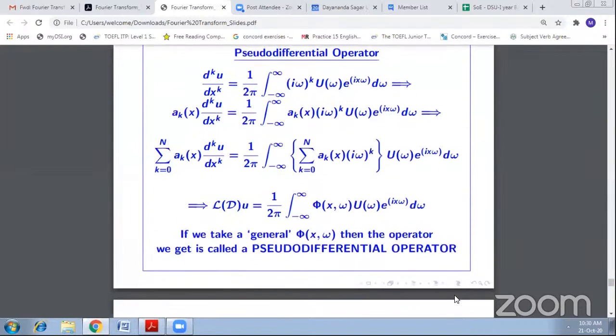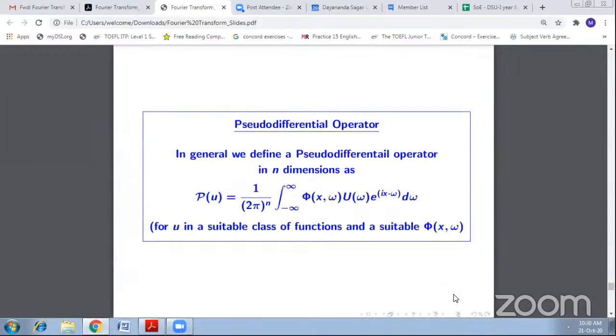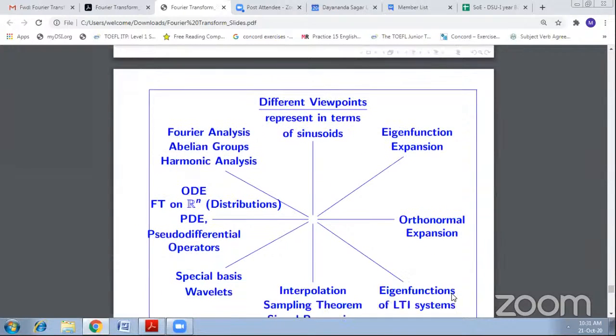Next slide, please. So this is the general form of a pseudo differential operator. Every differential operator with constant coefficients or variable coefficients can be written in this form, but there are operators of this form which are not necessarily differential operators, because this function can have a more general form.